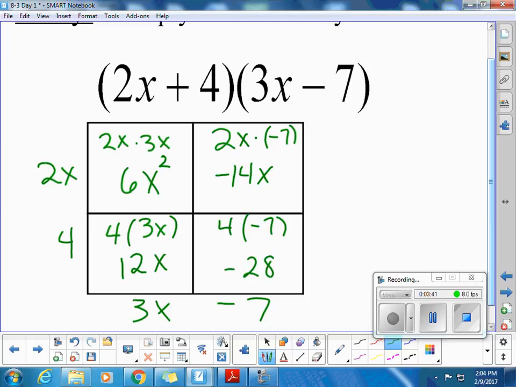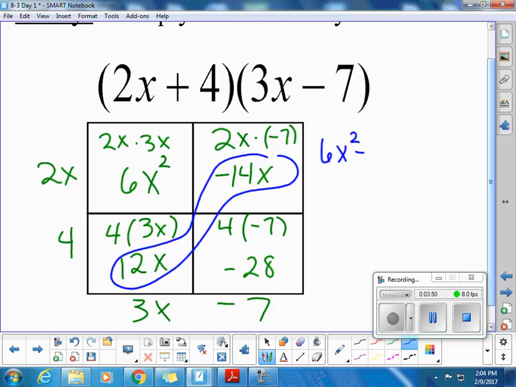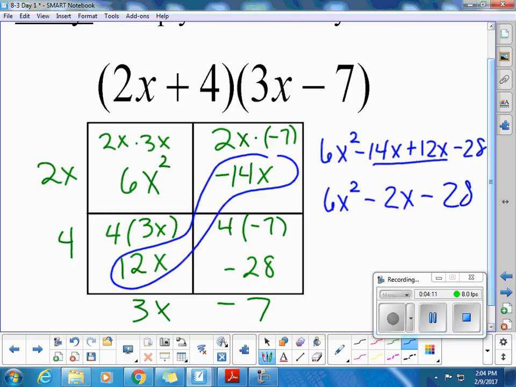And again, we have like terms that combine diagonally here. So we could write it out with all of the terms. We'd have 6x squared minus 14x. I'm just going to write them all out, plus 12x, and then minus 28. And now I can see that those two terms, which I also circled in the boxes, need to be combined. So I have 6x squared. Negative 14x and a positive 12x is a negative 2x, and then minus 28. So here is my answer.